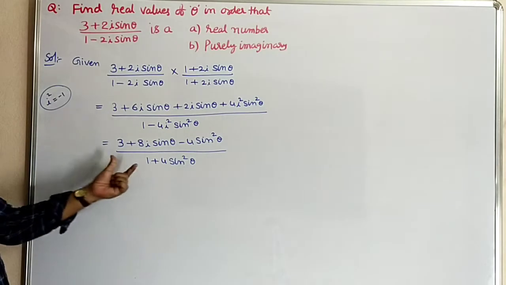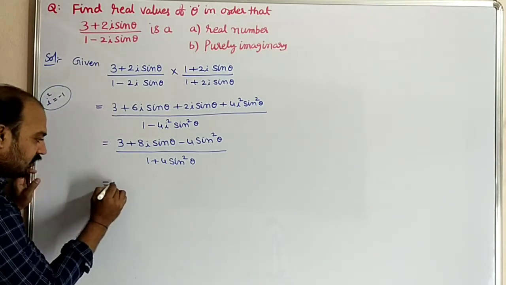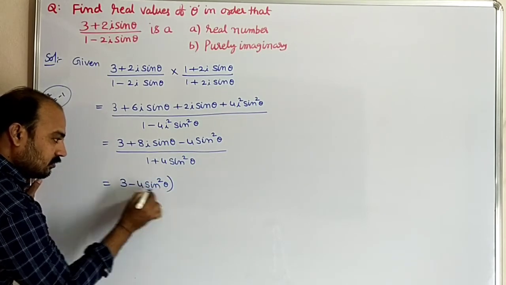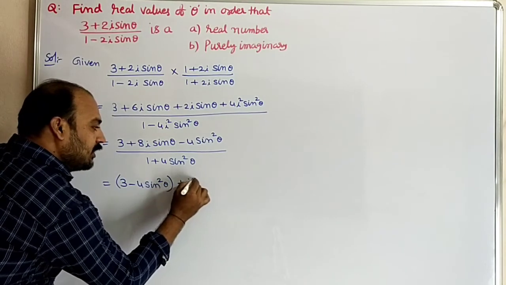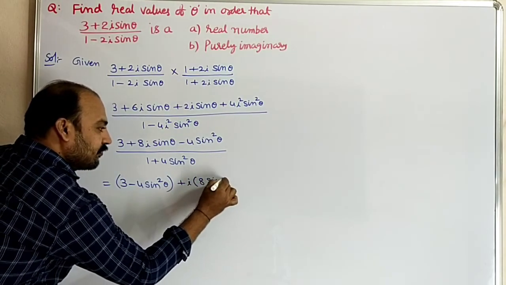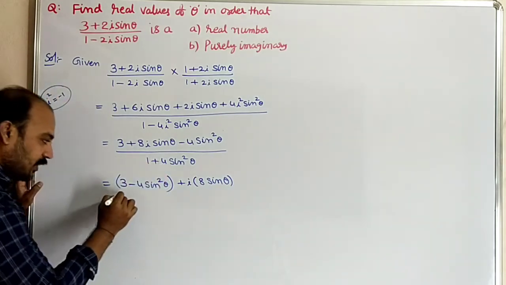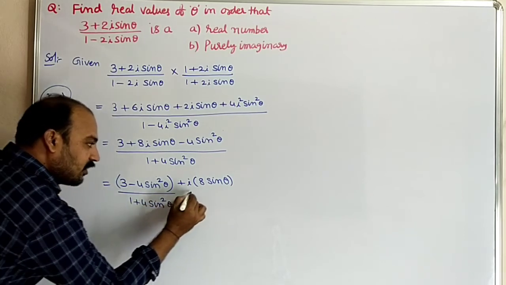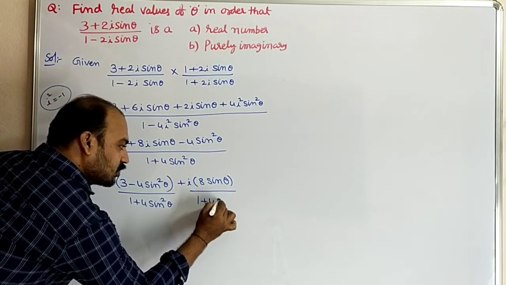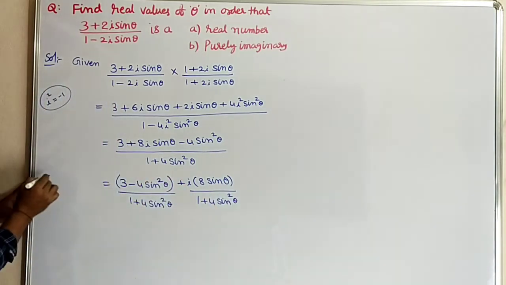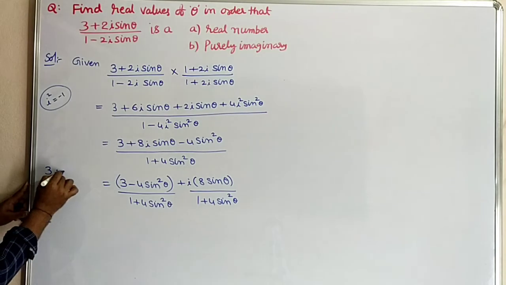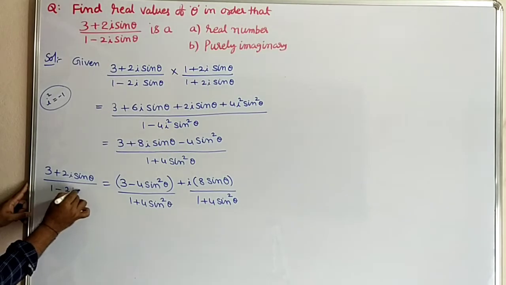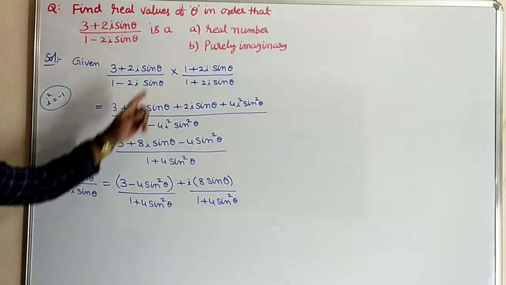This complex number written in the form of x + iy is equal to (3 - 4 sin square theta) + i(8 sin theta), divided by 1 + 4 sin square theta. We can split directly, over 1 + 4 sin square theta. This is the value of the given complex number (3 + 2i sin theta) divided by (1 - 2i sin theta). Now come to the first question.